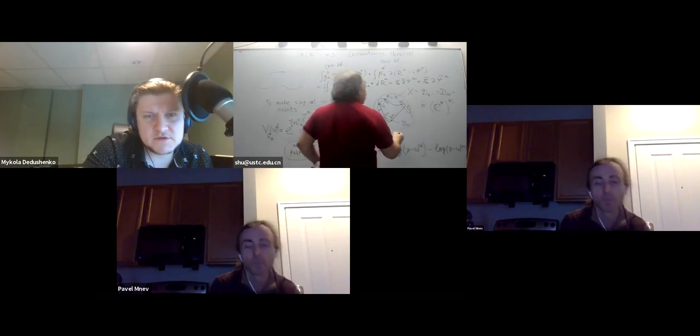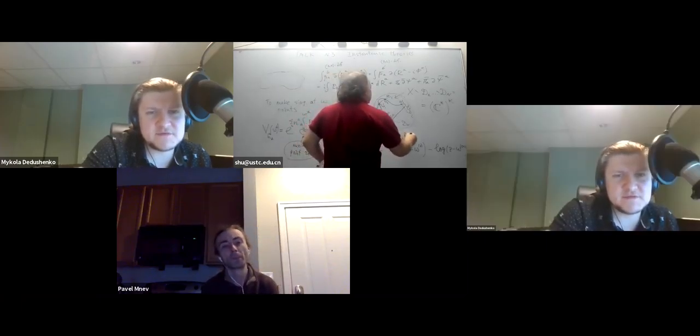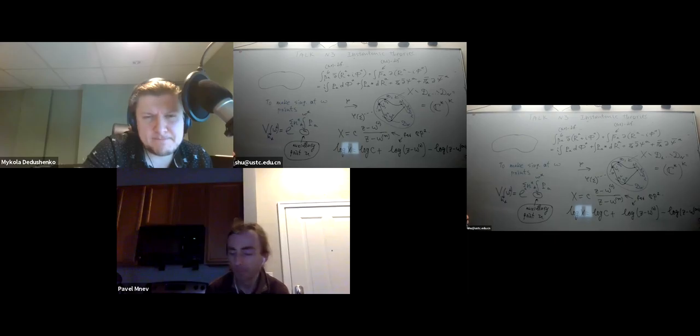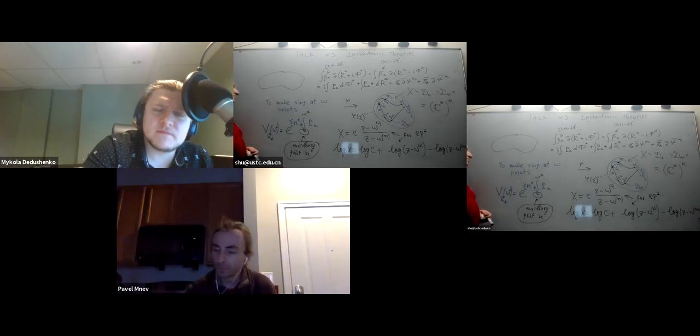Wait, only CP1? I thought we were doing general toric. So this formula is for CP1. Sure, but this statement, the definition of V? The definition of V is for general.